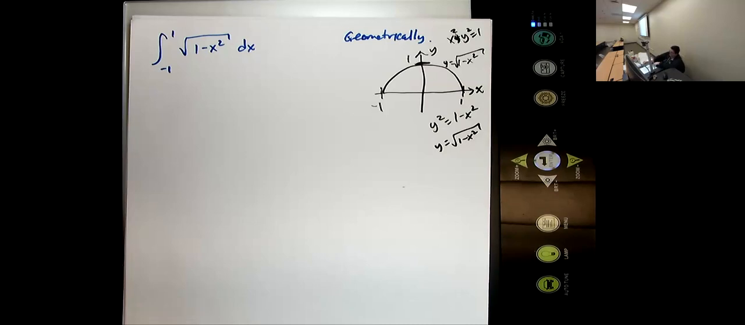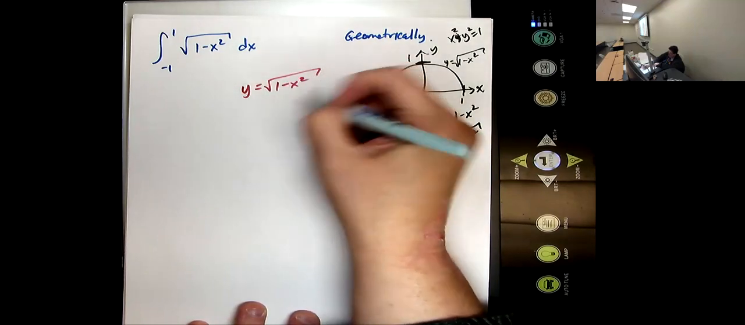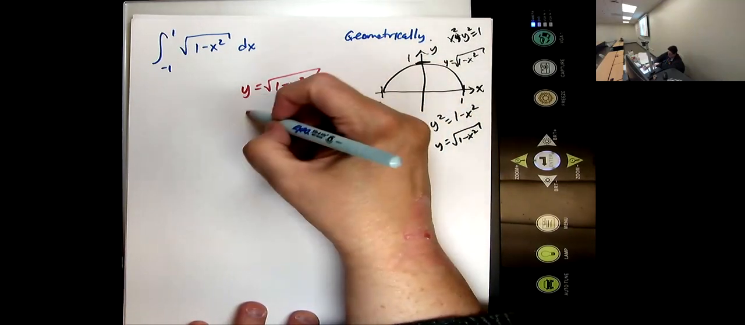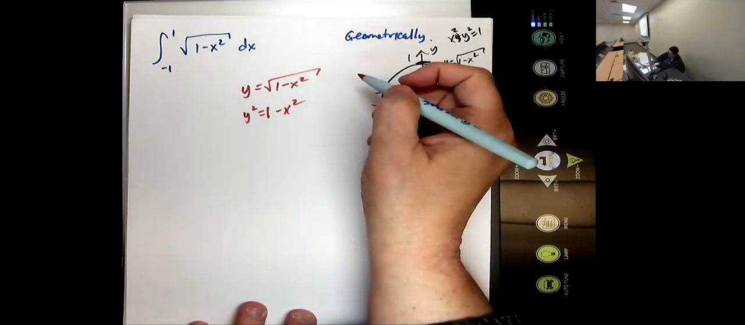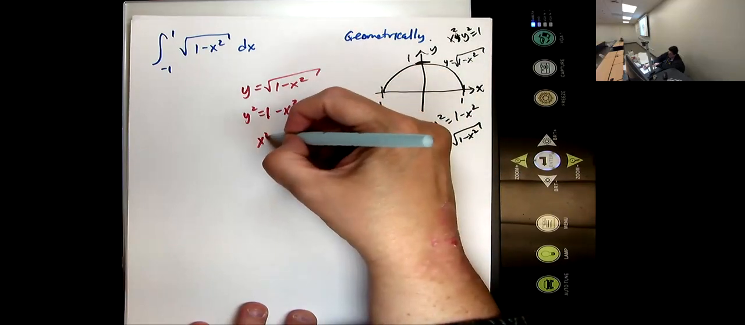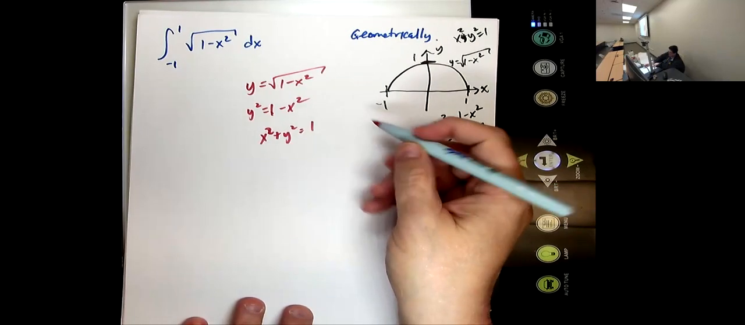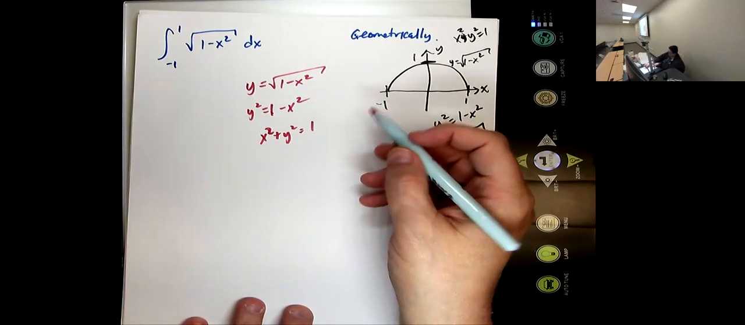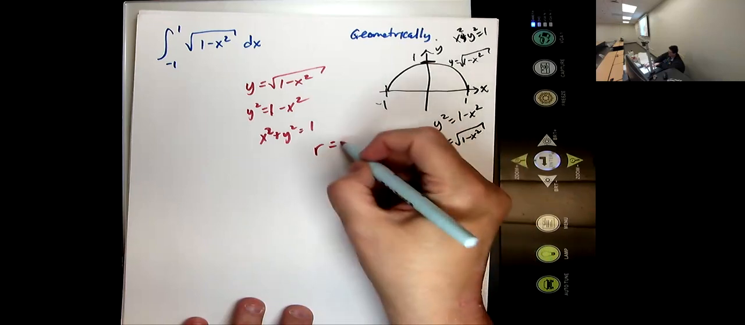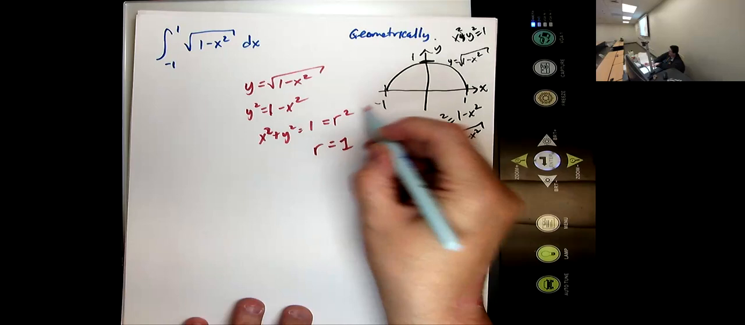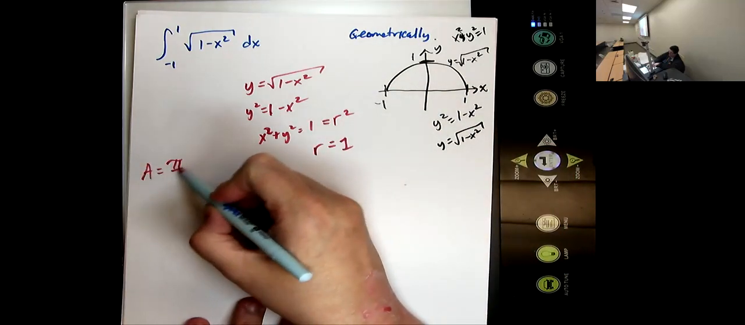And if you didn't know how to graph that, that is what you should do. You should start here and work backwards. Okay, let's square it. Let's get rid of the square root. And if I put them together, does that look familiar? Yeah. That's a circle. What's the radius here? 1, because the right side is r squared. Area is pi r squared for a circle.